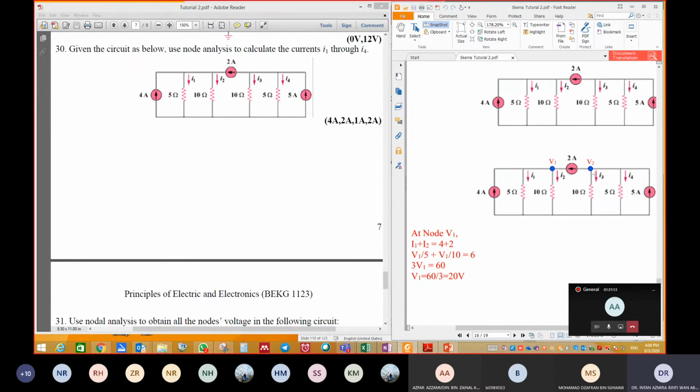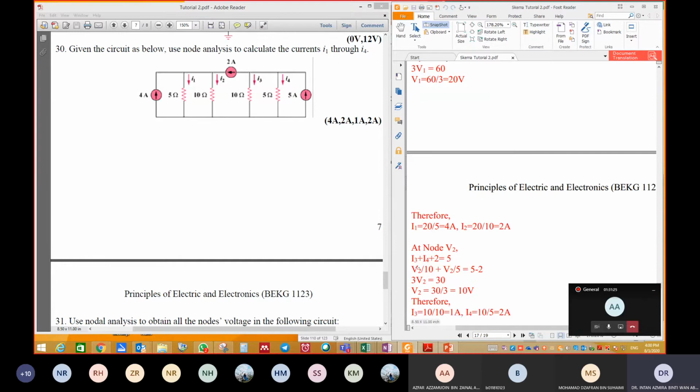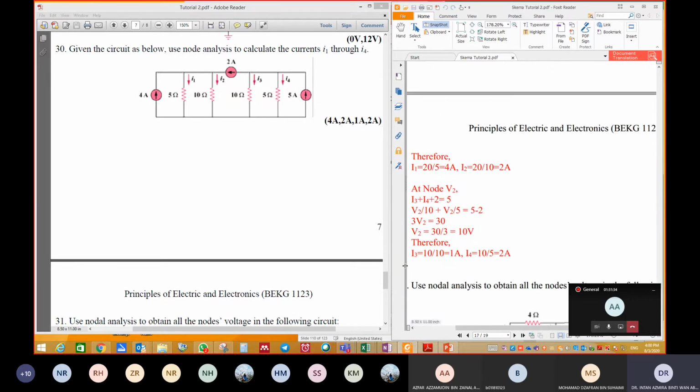And then the equation at V2 is 5 equal to 2 plus I3 plus I4. Okay, 5 is equal to 2 plus I3 plus I4. And then substitute I3. I3 is equal to V2 over 10, I4 is equal to V2 over 5. Is this equal to 3? And then we get V2. Then we can find I3 and I4. Very basic equation.